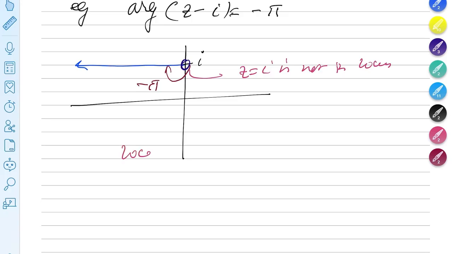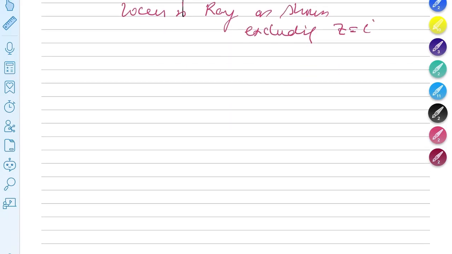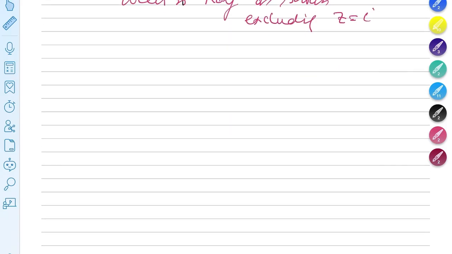So basically what is the locus? The locus is the ray as shown, excluding z equal to i. z equal to i is not included, okay.